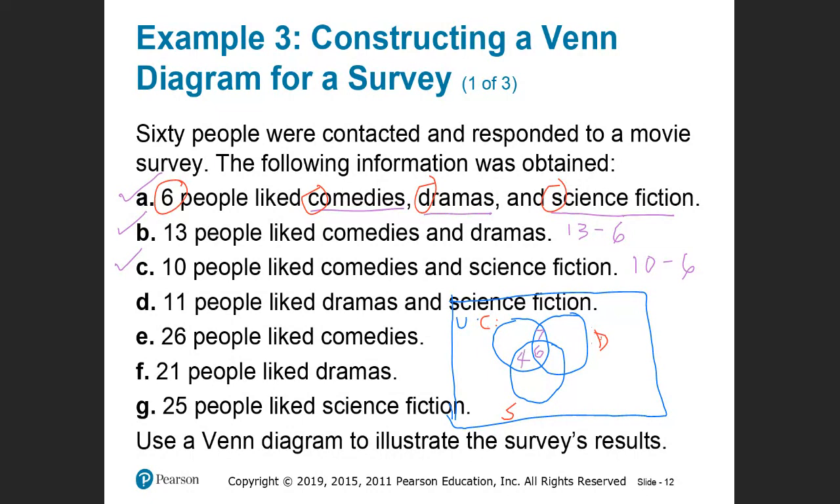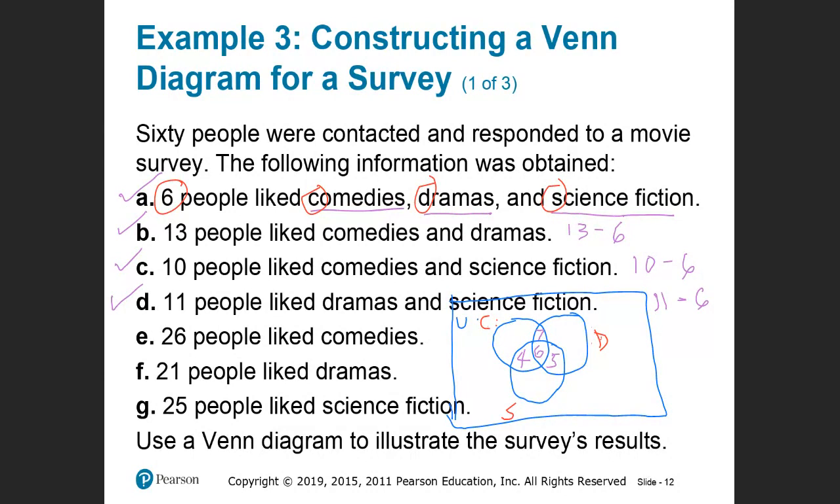Okay, so next would be letter D. 11 people like dramas and science fiction. So you're looking at set D and set S. And 11 minus 6. So 5 goes here.